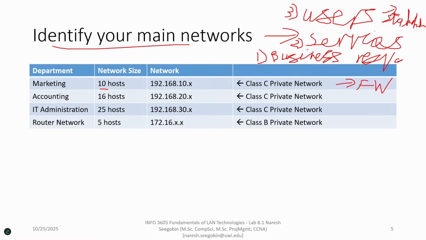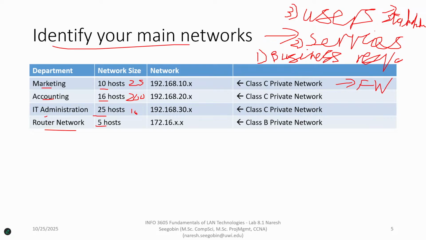So, 10 hosts, 16 hosts. I'm just putting arbitrary numbers. Typically, IT administration might be about 10, not 25. Marketing and accounting could be up in the 200 realm, or marketing might be about 25 or 50 people. It all depends on the size of your network and the number of employees, the users coming onto it.